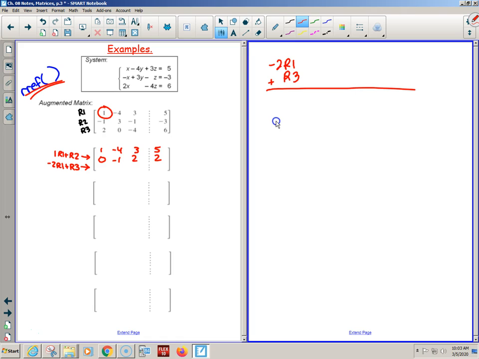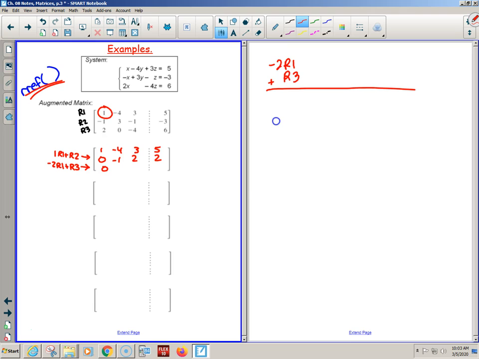We have negative 2 times 1 is negative 2 plus 2 is 0. We have negative 2 times negative 4 is 8 plus 0 is 8. We have negative 6 minus 4 is negative 10. And we have negative 10 plus 6 is negative 4.